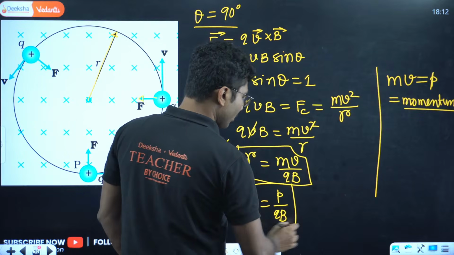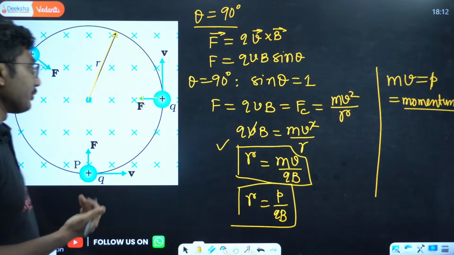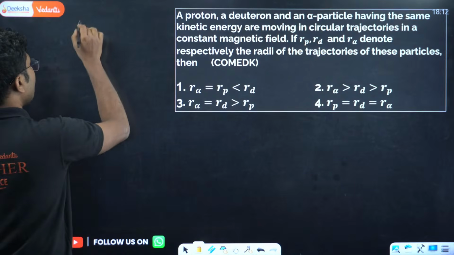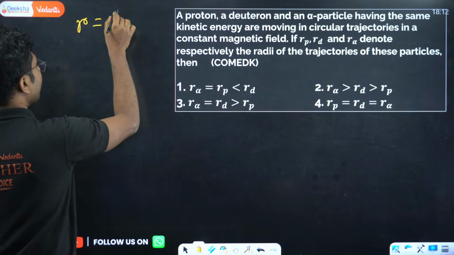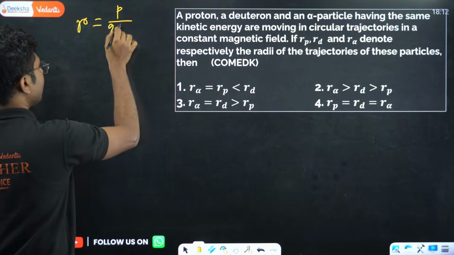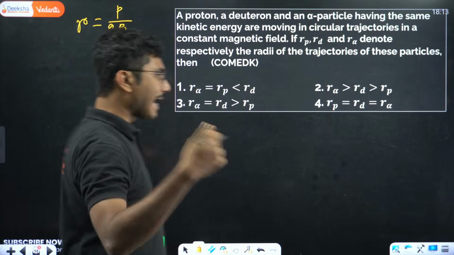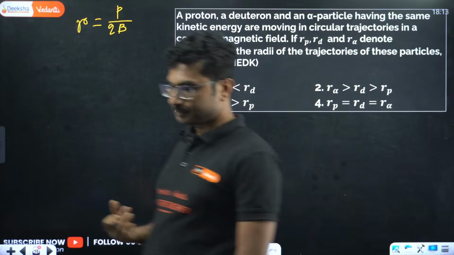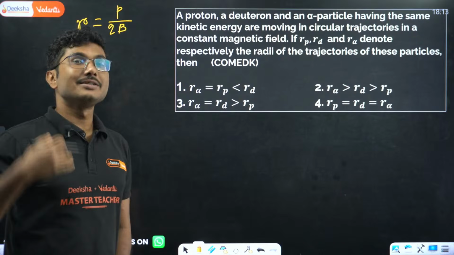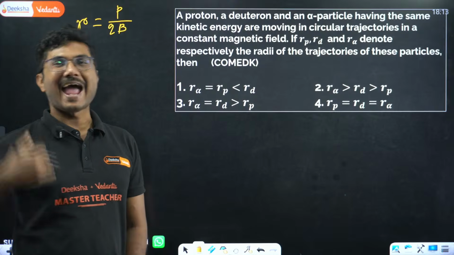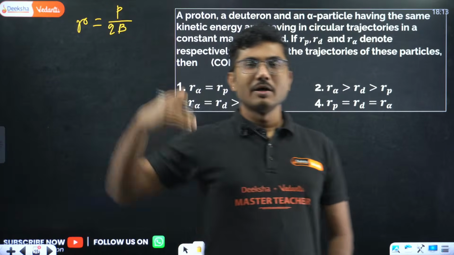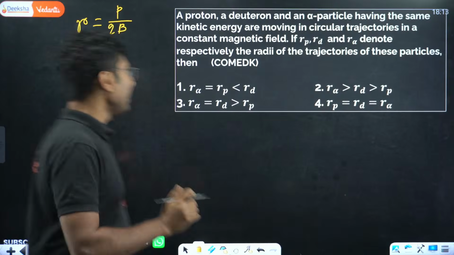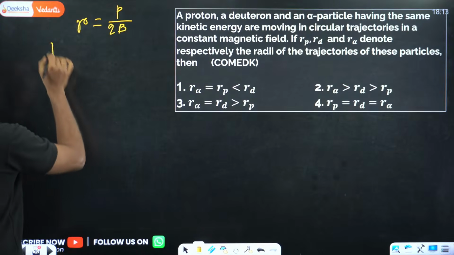Whenever a problem related to kinetic energy is given, you always need to use this formula. So radius is momentum divided by Q into B. Whenever kinetic energy is given, kinetic energy's best friend is momentum, because you can calculate momentum using kinetic energy, and kinetic energy using momentum. So what is the relationship between momentum and kinetic energy?